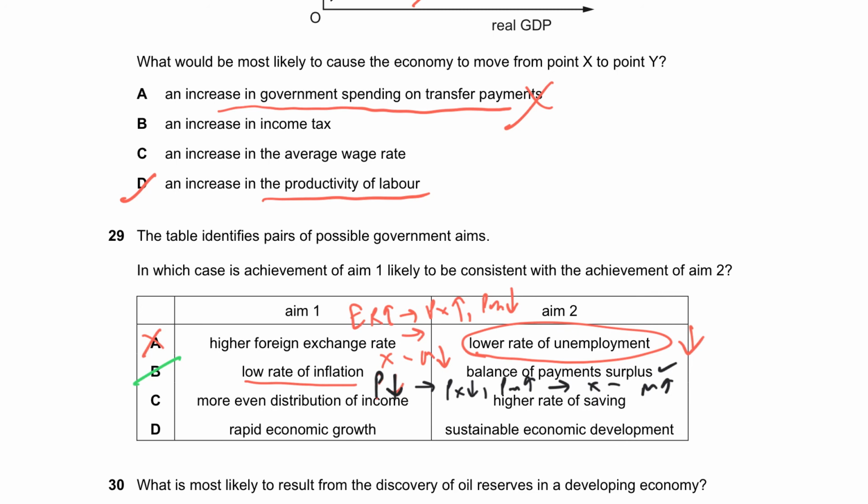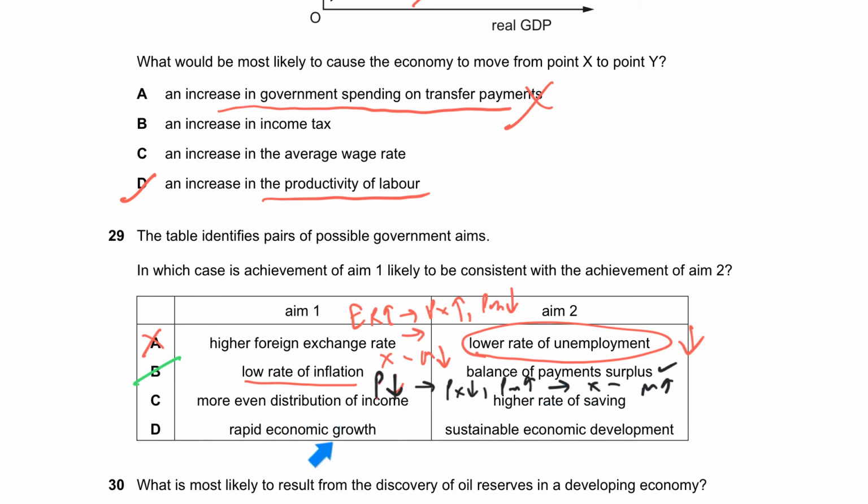But let's look at other options as well. C says even distribution of income and high rates of saving. Well, if there's more even distribution of income, basically the rich are becoming poorer, and the rich are the ones who actually save more because they have a higher MPS. So that would mean there will be a lower rate of saving rather than a higher rate of saving. So C can't be true.